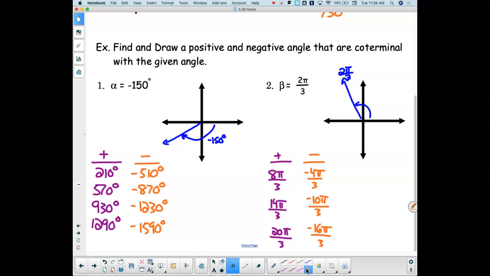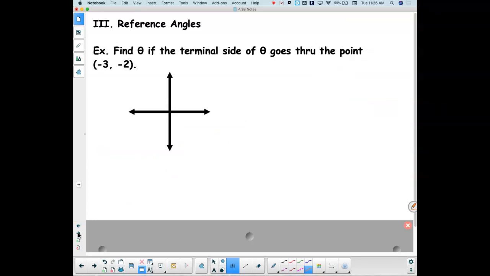Okay. Questions, comments, concerns, clarifications? All right, reference angles now. Okay. Here I thought that it was over and it was easy and we were done.